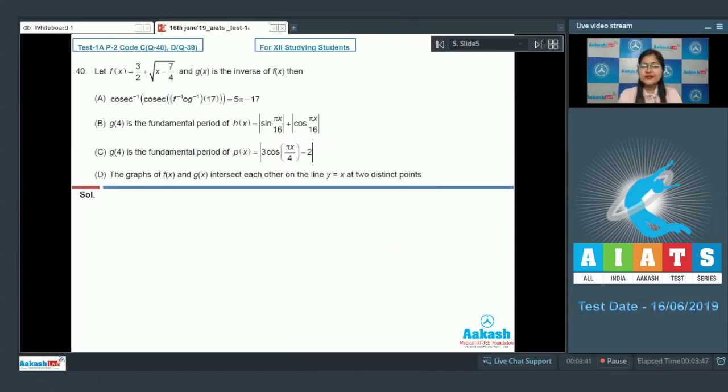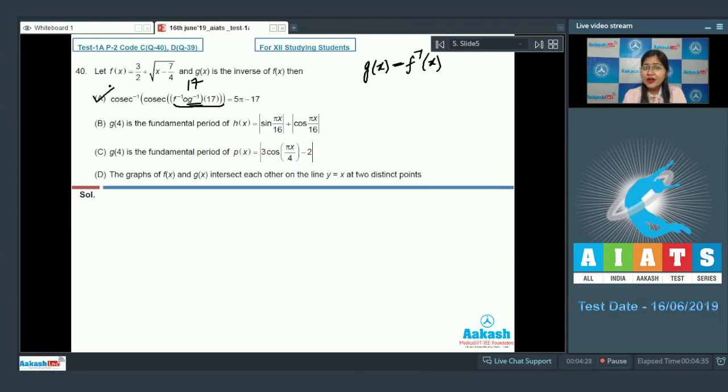Next is question number 40, which says that let f(x) is equal to 3 by 2 plus under root of x minus 7 by 4 and g(x) is the inverse of f(x). Then we have to answer the following questions. Now, it has been given that g(x) is equal to f inverse x, or we can say that g inverse x is equal to f(x). So, putting it here, we can see that f inverse of g inverse 17 will be equal to 17 itself, right? Now, simply we have to find the value of cosecant inverse, cosecant 17. By plotting the graph of cosecant inverse, cosecant x, we can see that its value will be 5 pi minus 17, right?